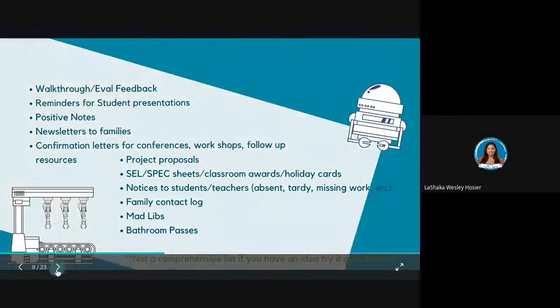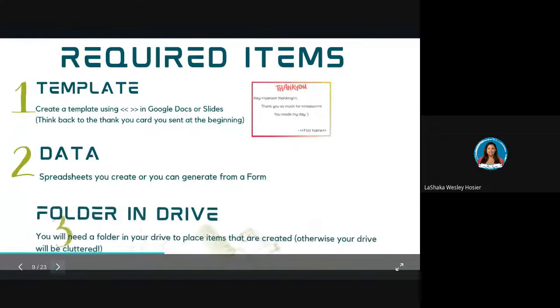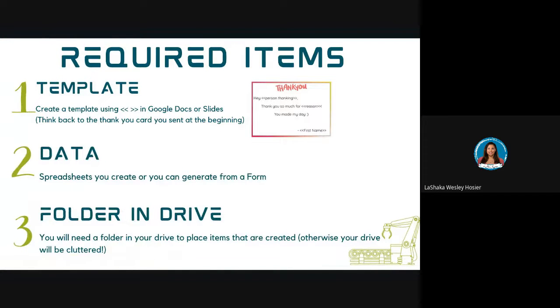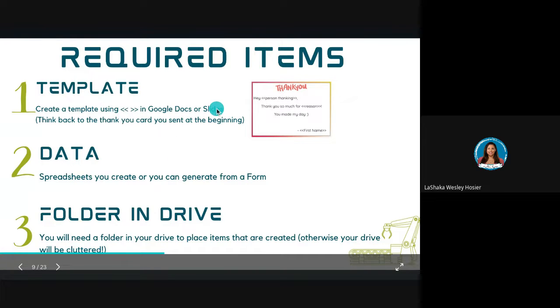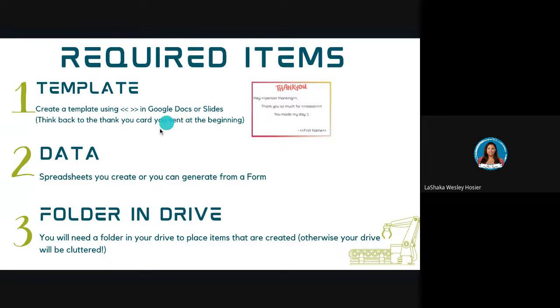So what do you need to make this work? The first thing you're going to need is a template. You can create a template in Google Docs or Slides. Think back to that card that I sent. I created mine in Google Slides just because I like to be able to overlay images, but you can create it in Google Docs just as easily. And you're going to use these merge tags to tell it what information to pull in.